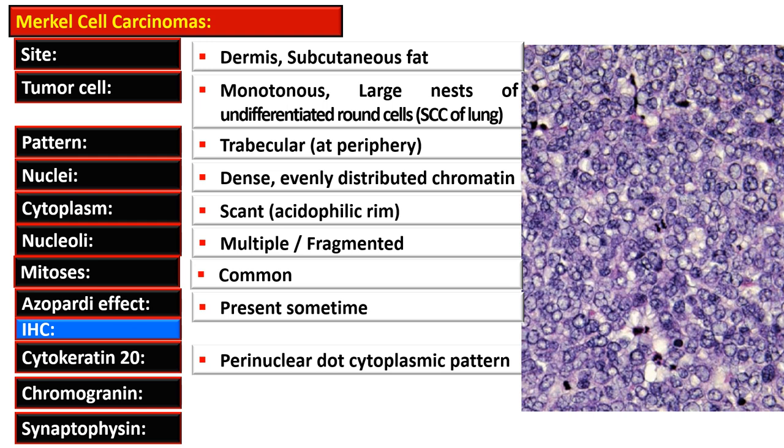Immunohistochemically, they are positive for cytokeratin 20, which is specific for Merkel cell carcinoma and Merkel cells, and it stains as a perinuclear dot-like cytoplasmic pattern. Other immunohistochemical stains are chromogranin and synaptophysin.